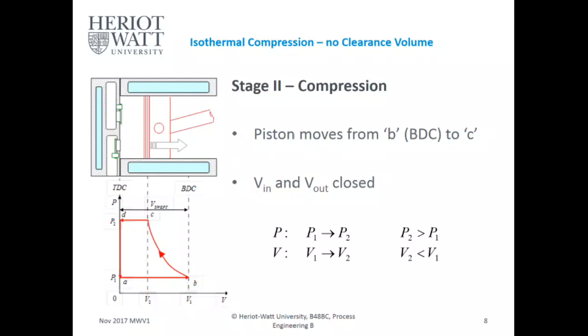At stage 2, the piston moves from B, which is your bottom dead center, to C. This is when both valves are closed. So it moves up and it compresses. Imagine you have a syringe and you put some paraffin in it at the top. When you push, there is quite a lot of resistance, and you're compressing that gas above the initial pressure. So you're going to P2. This is your compression stage. So V in and V out are closed. Your P1 is going towards P2, and your P2 is bigger than P1 because you're compressing. Same with volume: your V2 is smaller than V1 because, again, you're compressing.